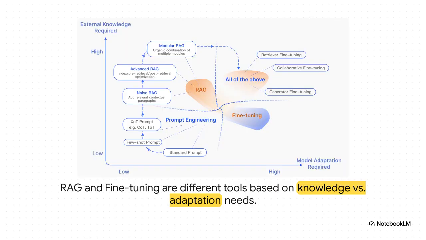This chart lays it all out perfectly. You've got basic prompt engineering down here, which doesn't really require changing the model or a ton of external data. RAG, you can see, is way up there on needing external knowledge, but it doesn't really change the model. Fine-tuning is the complete opposite. It's all about adapting the model, but it doesn't need that external library. And of course, for the ultimate system, you can absolutely combine them.